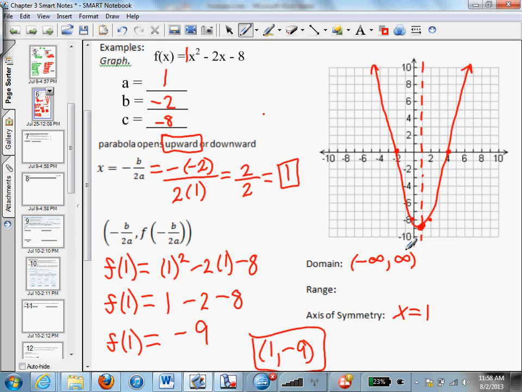Now, for the range, it will be, in a bracket, the y, which is going to be negative 9, comma, positive infinity. And then we're going to put the ending parenthesis showing that infinity is not included.